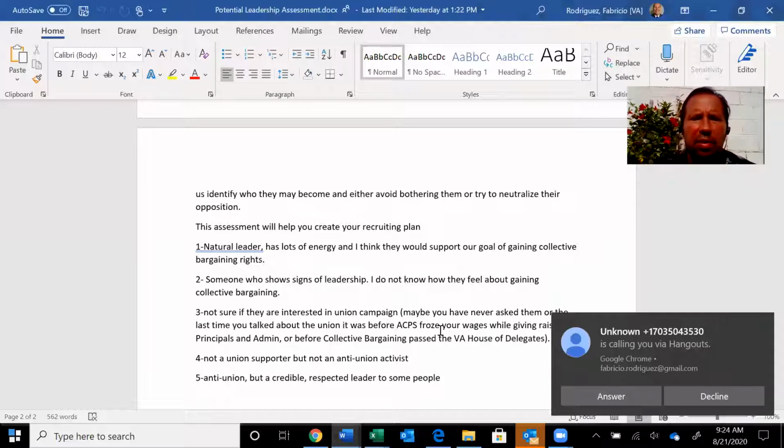Your 4s are people that are anti-union. They're mad at you, or they don't like unionism in general. 5s are people that are activists against you. They're credible. I would say 4s are also kind of curmudgeonly. People don't really follow them, but 5s are folks that have some sway, and they could really damage your effort.